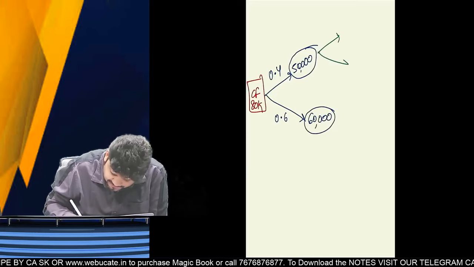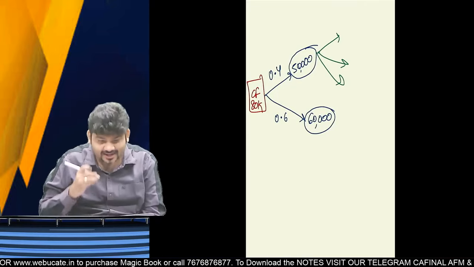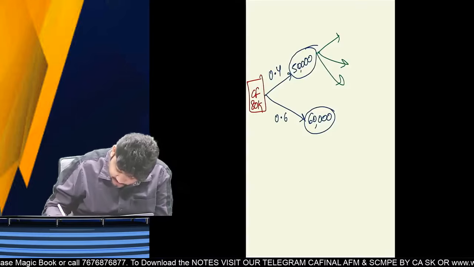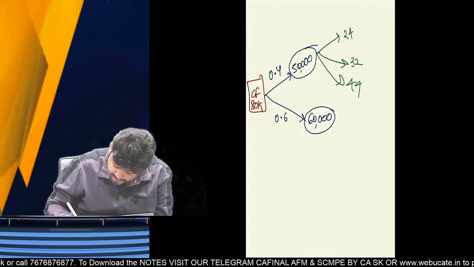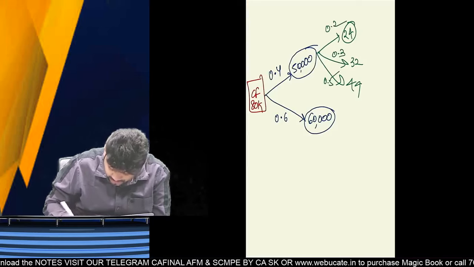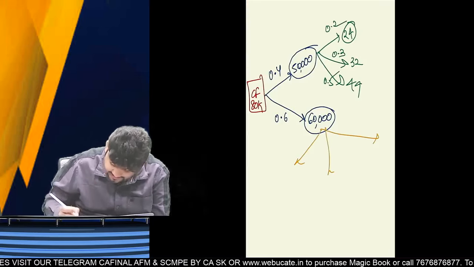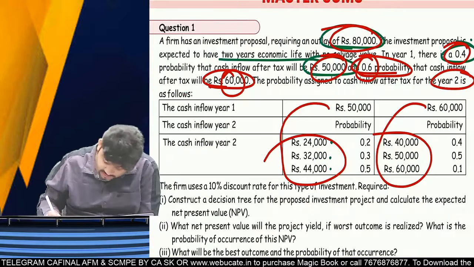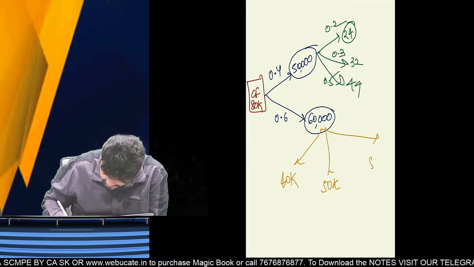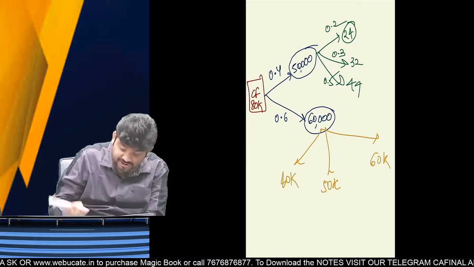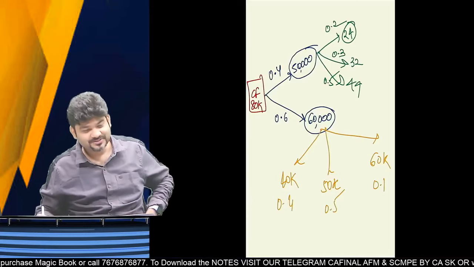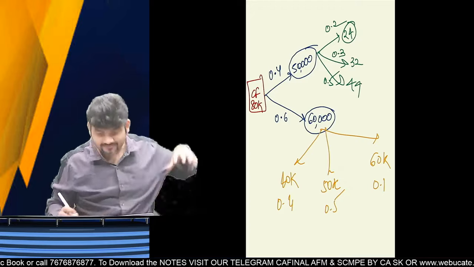If it turns out to be 50,000, then again there are 3 chances. What are the 3 chances? 24, 32, 44. So we will write 24, 32, 44. What are the chances that it will be 24? So it is 0.2, 0.3, 0.5. Then again, the same thing. Here, if it is 60,000, what are the chances? 40, 50, 60, with probabilities 0.4, 0.5, 0.1. Then finally, we will have the decision tree ready.